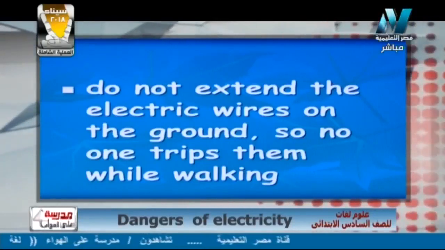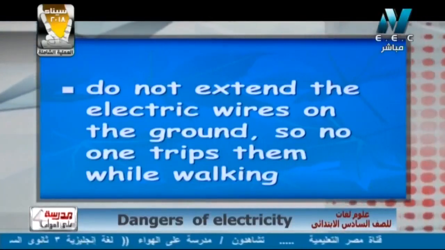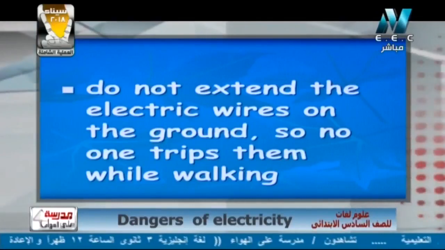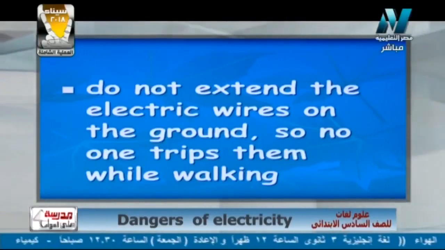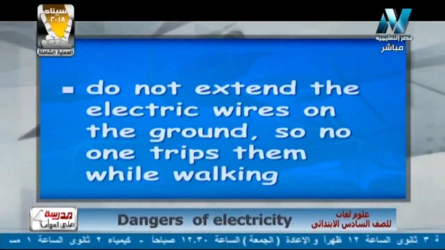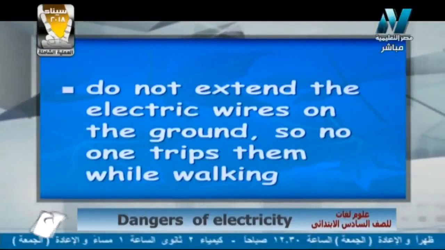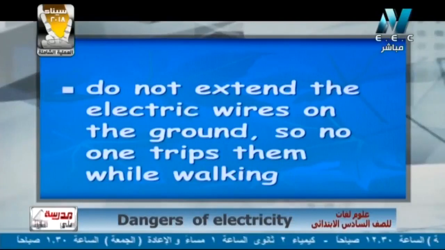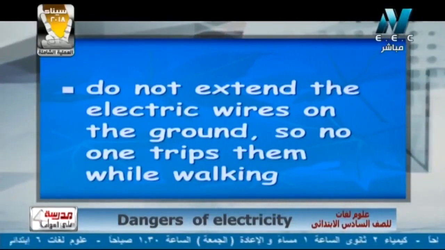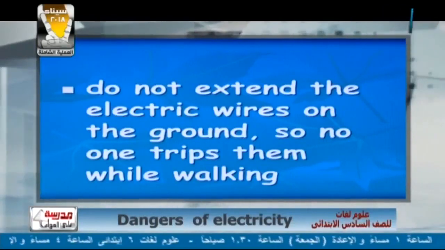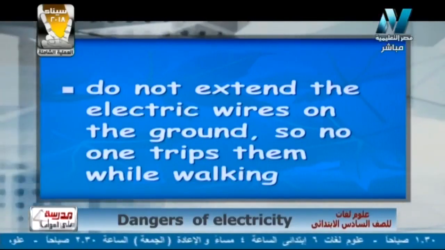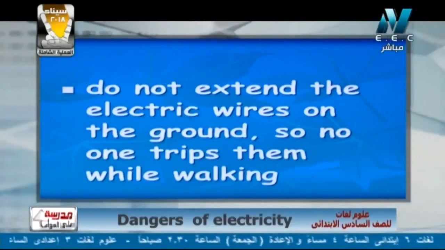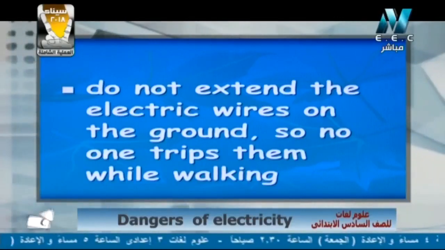Don't extend the electric wires on the ground so no one trips them while walking. يعني ما حاولش أمد أسلاك على الأرض كتيرة لأن ممكن جدا حد يتشنكل فيهم. يعني for example لو قاعد في مكان بعيد شوية عن التلفزيون أو السوكت وعايز أشحن الموبايل أو اللابتوب، فplease أكون قاعد جنب السوكت عشان ما يعملش extending wire كتير على الأرض، وده ممكن يسبب tripping، يعني حد يتشنكل أو حد يتعاق، حد يقع يعني، وده ممكن يسبب مشاكل أكتر.